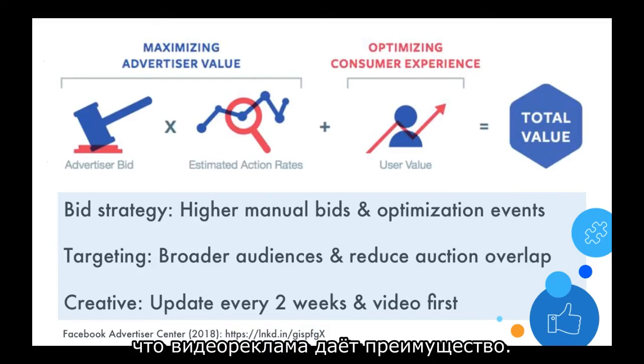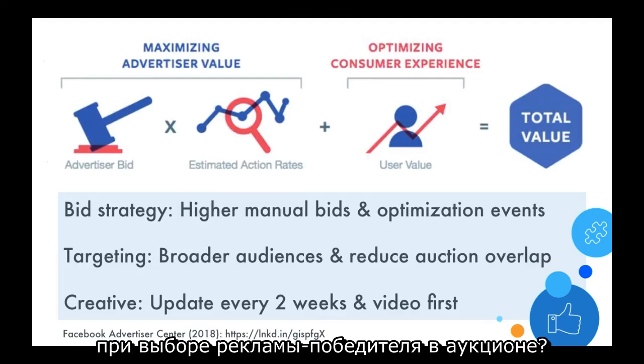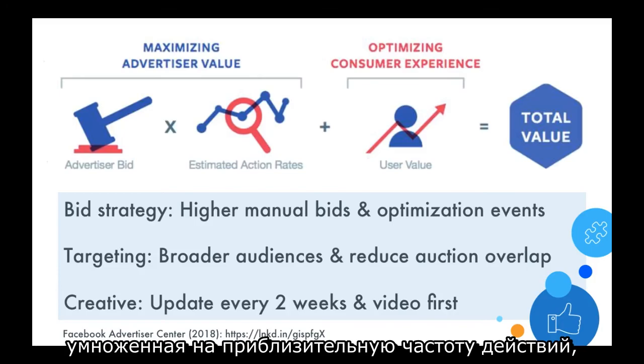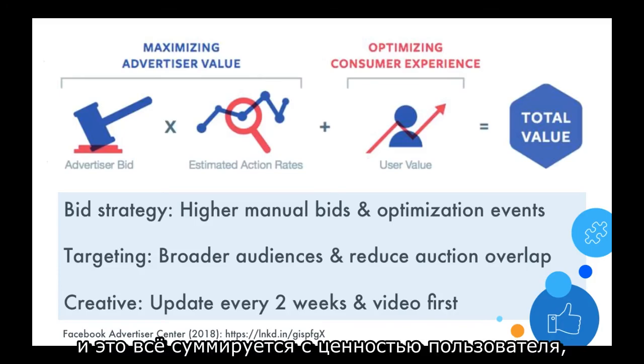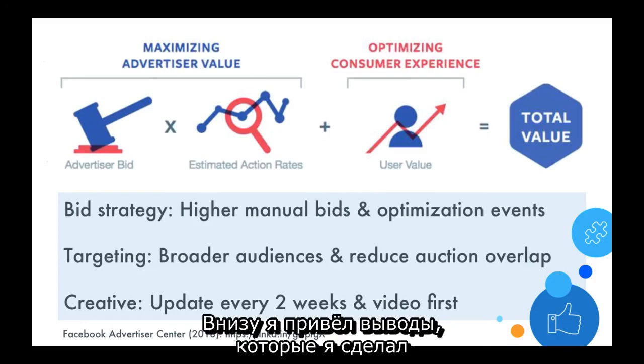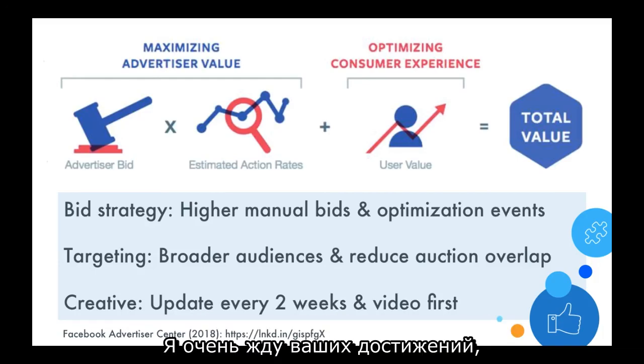So to sum up, what are the 3 key elements that the Facebook algorithm takes into consideration when it decides which advertiser is going to win an auction? Well, the advertiser bid multiplied by the estimated action rates, and it's going to add also the user value, and the user value is subdivided into ad quality and ad relevance. Down here, I have provided you some conclusions that I have derived from the Facebook advertiser guides, and I'm very much looking forward to seeing your results increasing based on those recommendations.